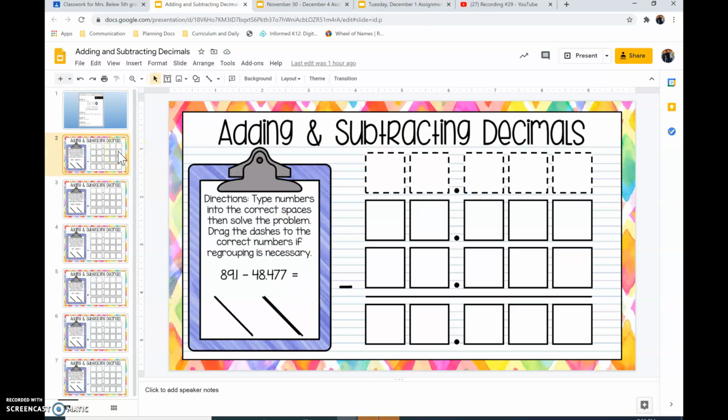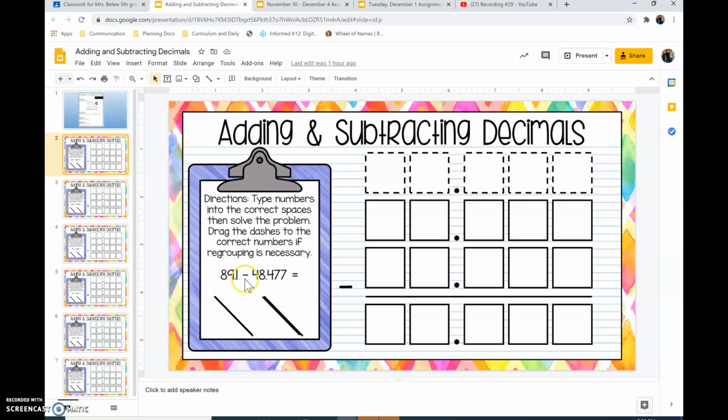So here's what you're going to do. It says type the numbers into the correct spaces, then solve the problem. Drag the dashes to the correct numbers if regrouping is necessary. So this, with the dashed lines around the border, is for your regrouping. The solid lines around the boxes are for not regrouping.